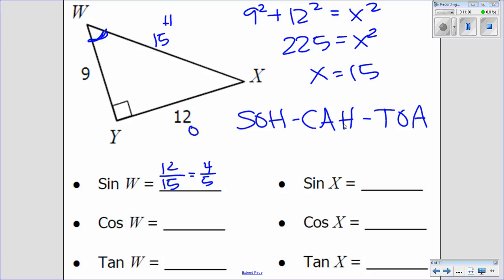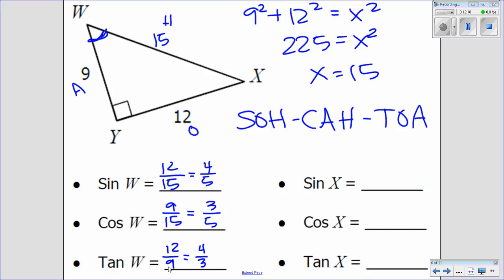For cosine, same idea, but now you're doing adjacent over hypotenuse. The adjacent leg to angle W is this 9 right here. So I'm just going to put an A there to help me remember that. So cosine is equal to 9 over 15. We can divide up 3 out of each of those, so this is 3 over 5. They're going to give me fractions for all of these answers, so just divide them like this. It's perfect. For tangent, same idea again. It is O over A. If you've already labeled them, it makes it even easier. So this is 12 over 9, which simplifies down to 4 over 3. Okay, so these are the correct trig ratios for angle W.